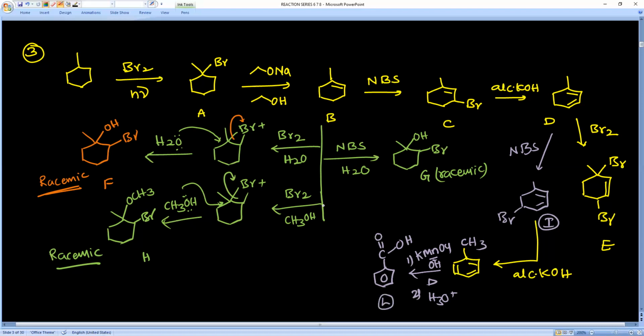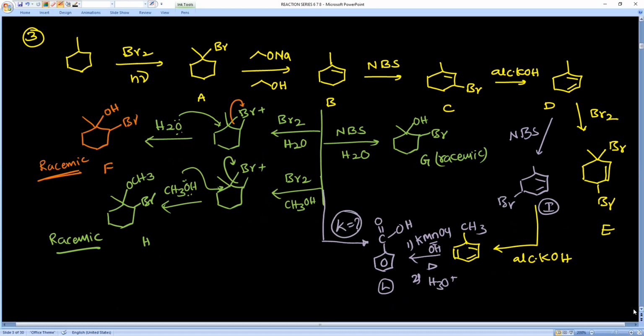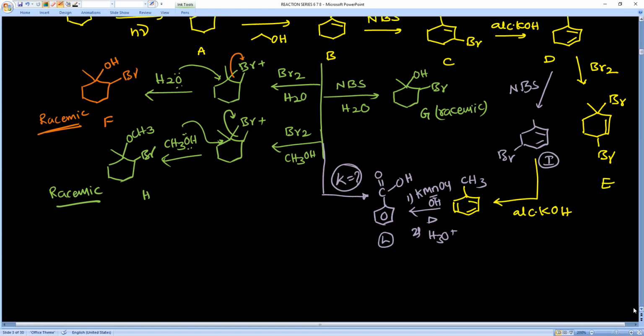But what is my question? From this compound, I want to get this compound L. For this we need reagent K. What is compound K? Of course, it is not possible in a single step.